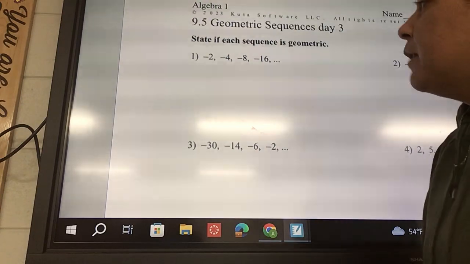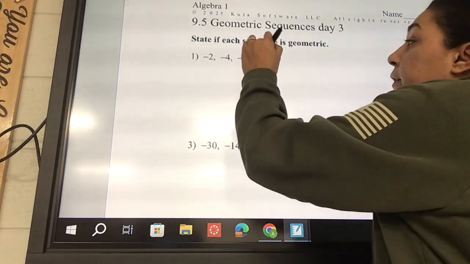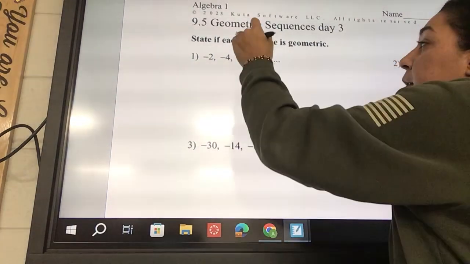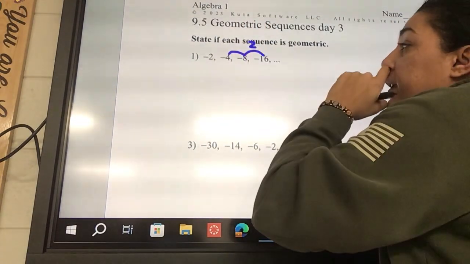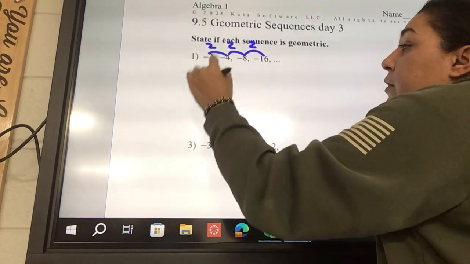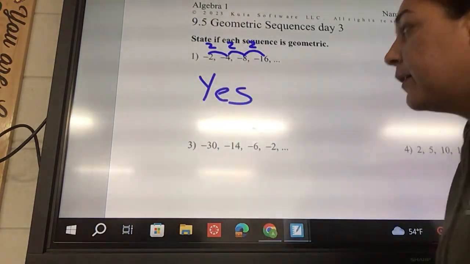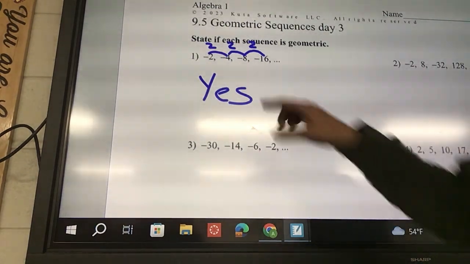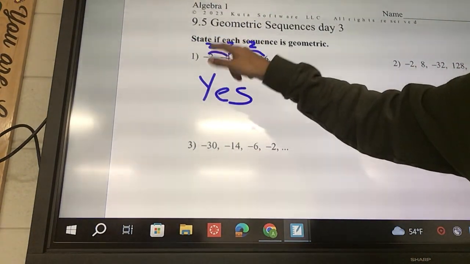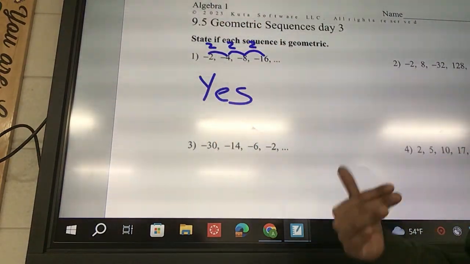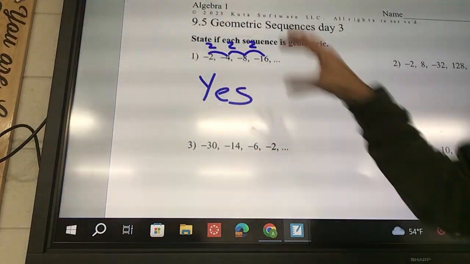Okay, so I always do the method of this: negative 16 divided by negative 8 is going to be 2. Negative 8 divided by negative 4 is 2. And negative 4 divided by negative 2 is 2. So yes, this is geometric. Now we're going to talk about this because you're going to need to know this is called a common ratio. That's a fancy word for saying you multiply by 2 every time. So the common ratio is 2.